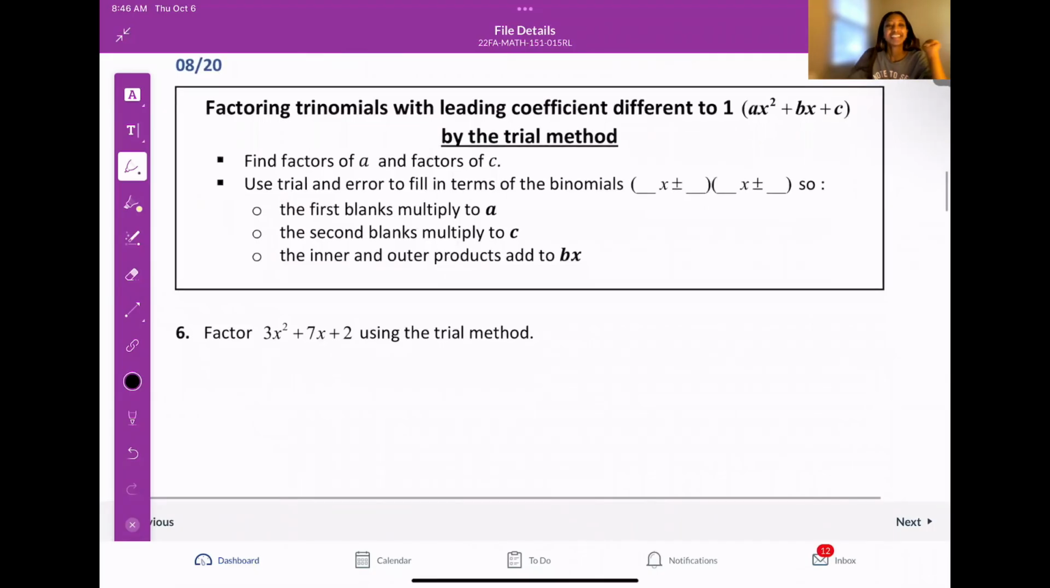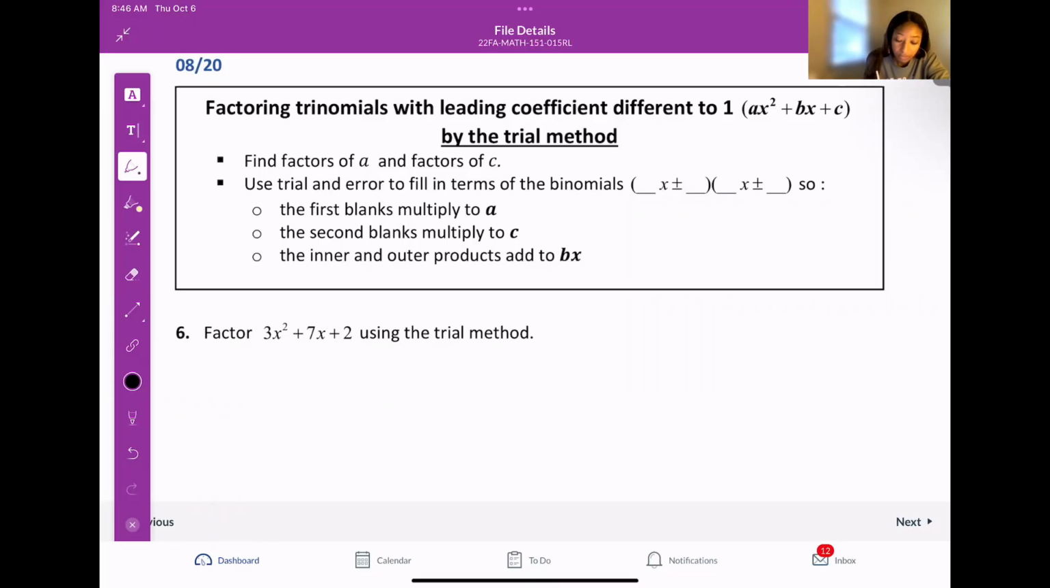So for the next group of problems, factoring trinomials with leading coefficient different than 1 by the trial method. This is how I learned. I didn't learn the AC method until I started teaching. Basically, we're just guessing and checking. We're trying to find factors of a and factors of c, and use trial and error to fill in the terms for the binomials.